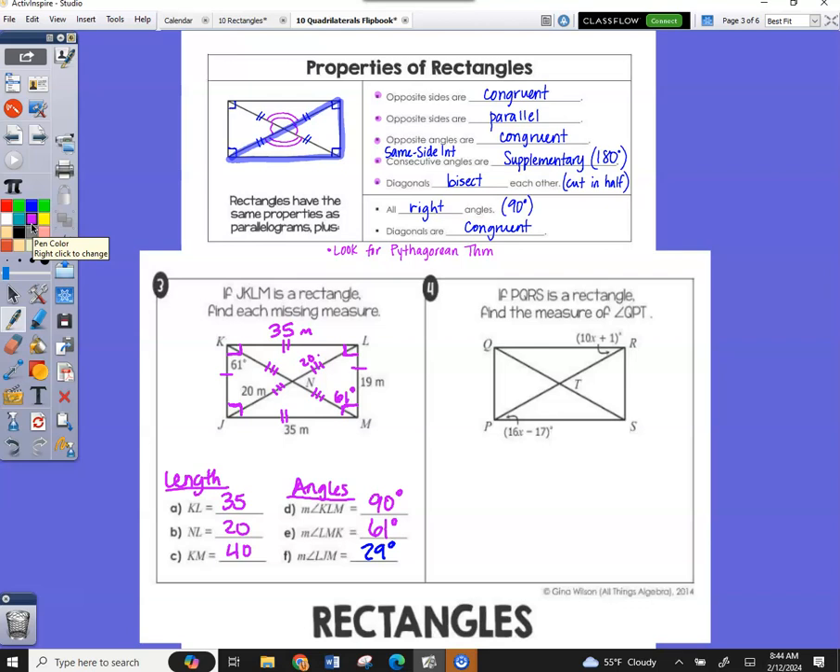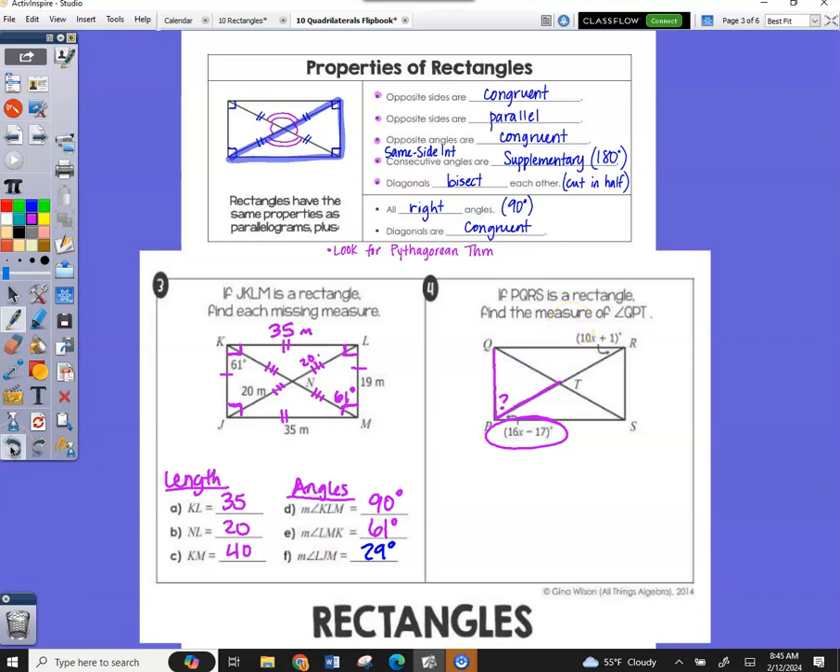All right, let's look at the next one. It says if you have a rectangle, find the measure of angle QPT. So this is what I'm looking for. Then I'm going to look at the picture and ask myself, what did they give me? They gave me some angle measures. You have to ask yourself, what's the relationship between the angle measures that they gave you?